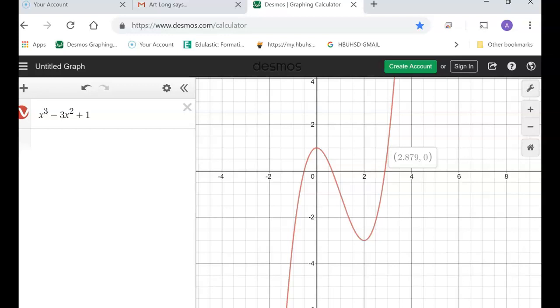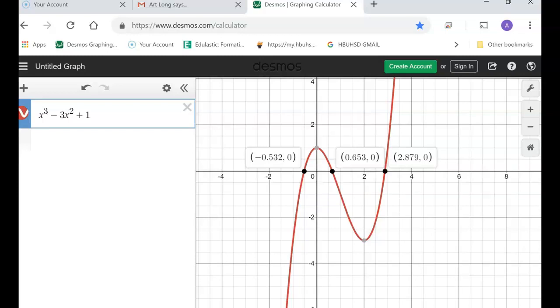So let's find the first zero, I suppose. Okay, so that one is about -0.53. The next zero is 0.65, and the next zero is 2.88.